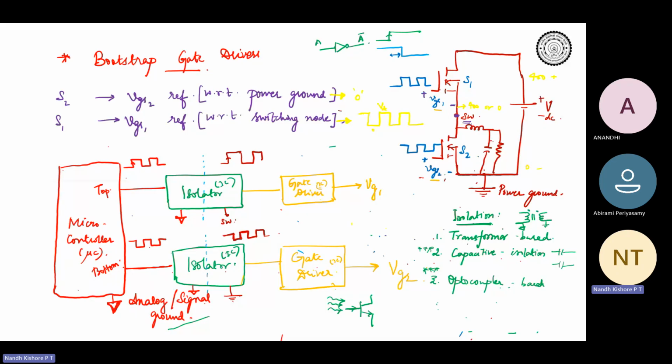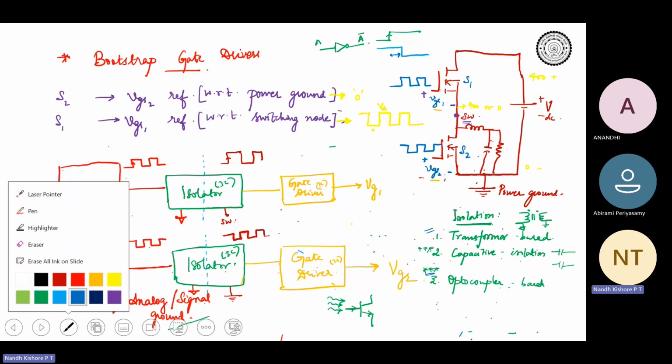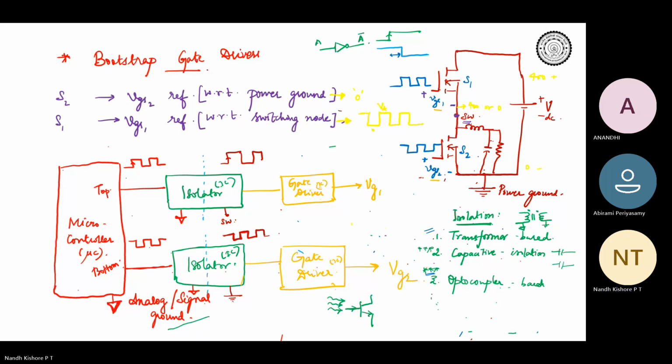The point is, with isolators, if you have transformer based isolation, this delay will be larger. That is why people go for optocoupler based isolation, because it is based on light. Light travels at 3 into 10 power 8 meters per second, which means very, very fast. So the delay will be in the order of a few nanoseconds. So this is one way, that is optocoupler based isolation.